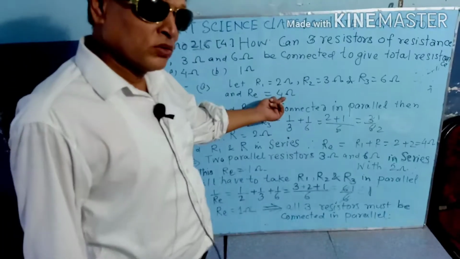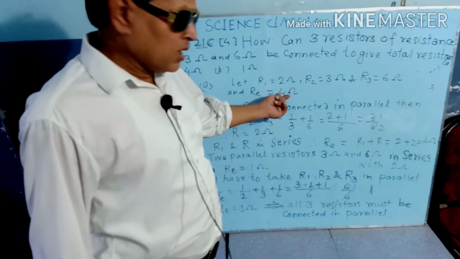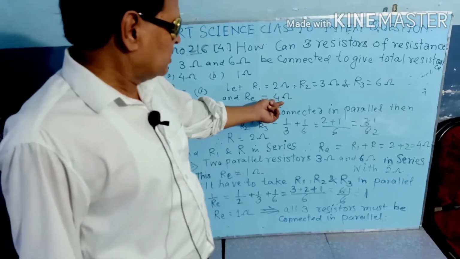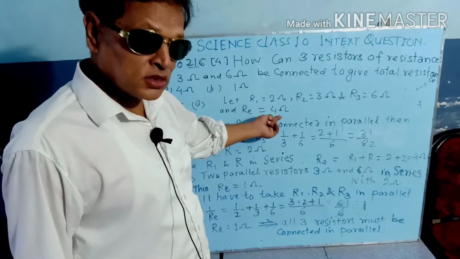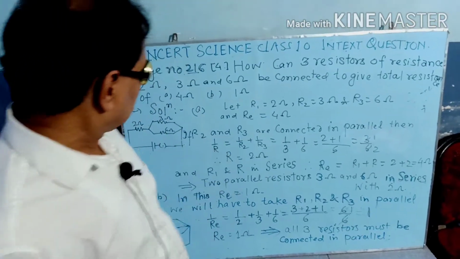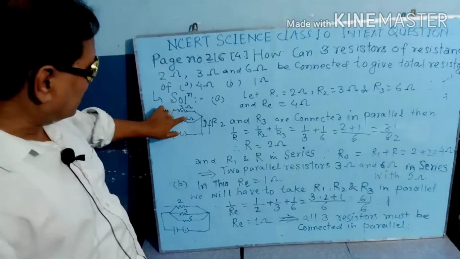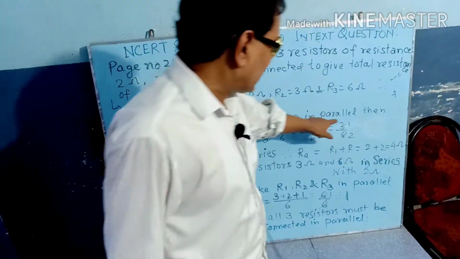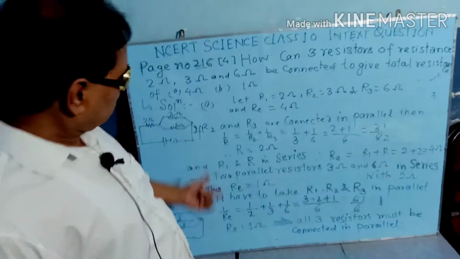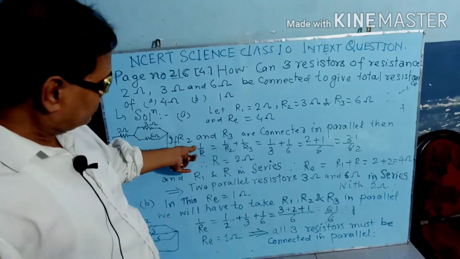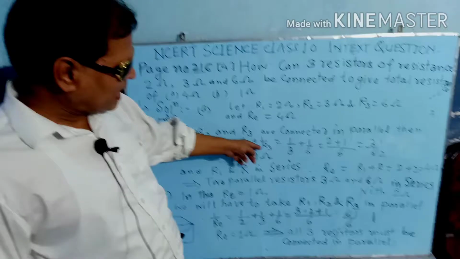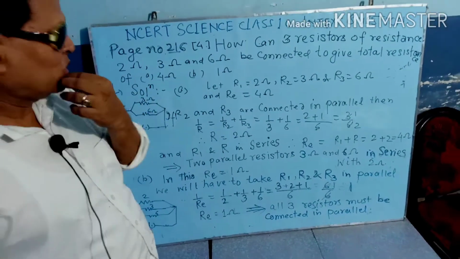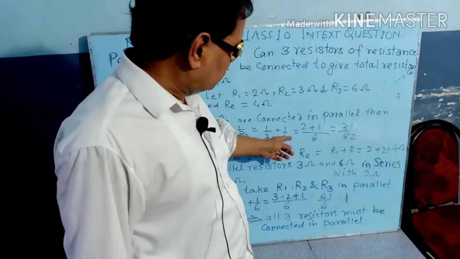Let us see how 4 ohm total resistance can be obtained. This is to be proved. इसे prove करना. तो how can we have taken R2 and R3, 3 ohm and 6 ohm resistors, in parallel. Parallel में लिया गया. तो पैरेलल में इसका इक्विवेलेंट टोटल रेजिस्टेंस 1 by R is equal to 1 by R2 plus 1 by R3 क्योंकि R2 R3 का वैल्यू है 3 ohm and 6 ohm. Now it is 1 by 3 plus 1 by 6.